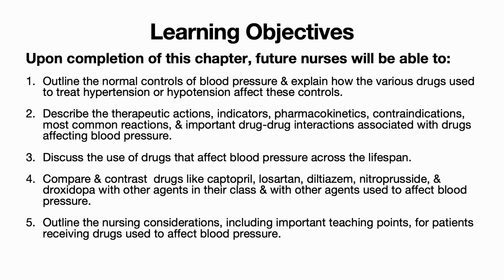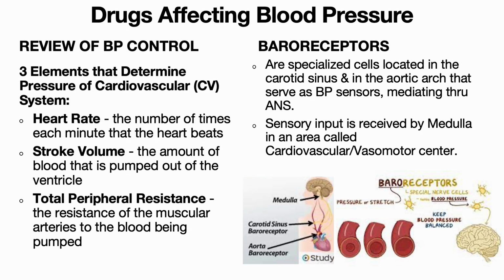Describe the therapeutic actions, indicators, pharmacokinetics, contraindications, most common reactions, and important drug-to-drug interactions associated with drugs affecting BP. Discuss the use of drugs that affect BP across the lifespan. Compare and contrast drugs like captopril, losartan, diltiazem, nitroprusside, and droxidopa with other agents in their class and with other agents used to affect BP. Outline the nursing considerations, including important teaching points for patients receiving drugs used to affect the BP.